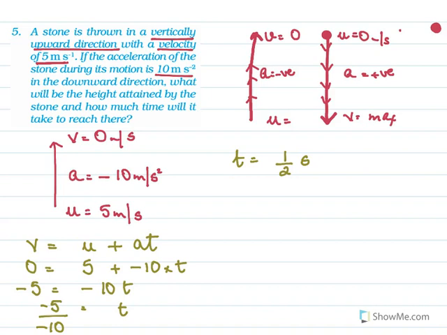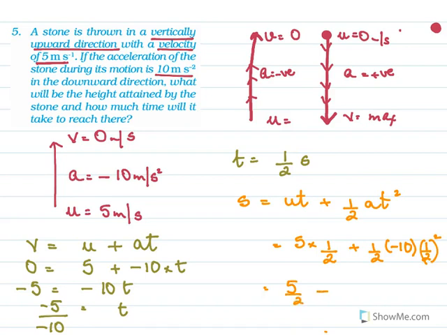Now the next part we need to find is the distance it travels, the height to which it travels. So since we know time, we'll use the formula s equal to ut plus half at square. We saw the u was 5. It is thrown up with the initial velocity of 5. The time we calculated was half. A we know was minus 10. Why negative? Because it was retardation. A body moving upwards, the velocity decreases. And the time was half, time square.